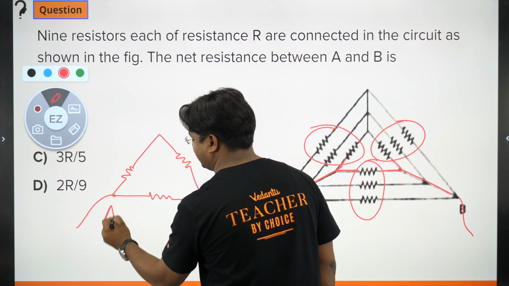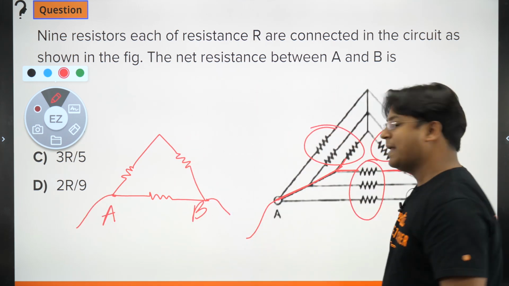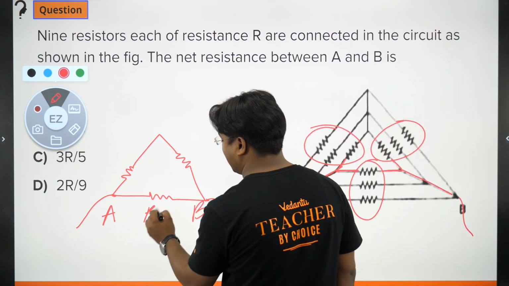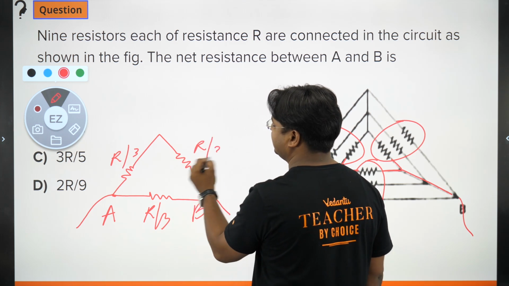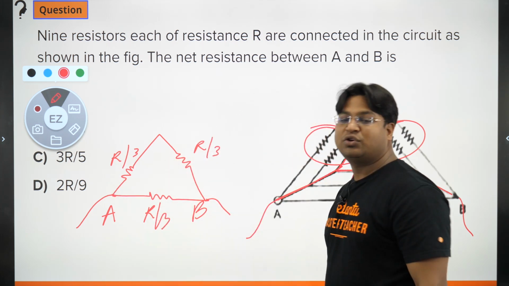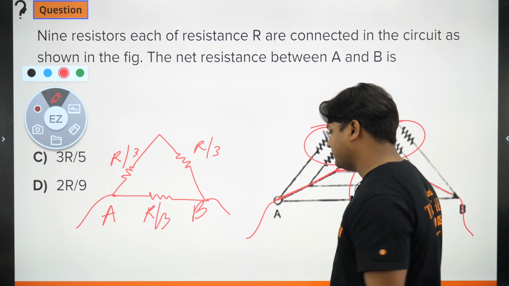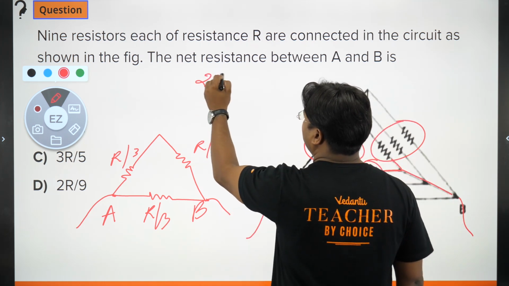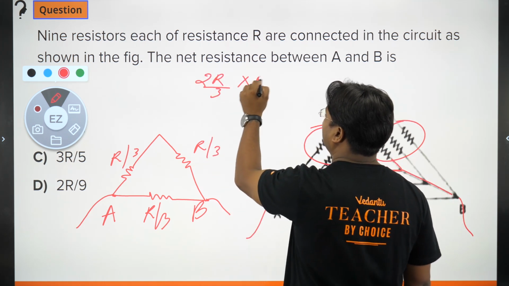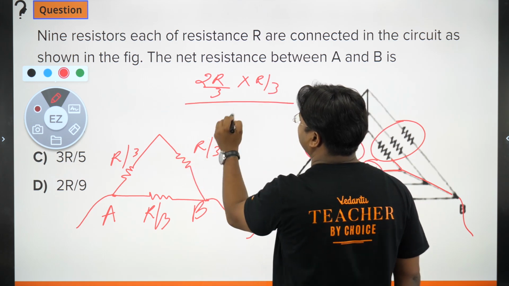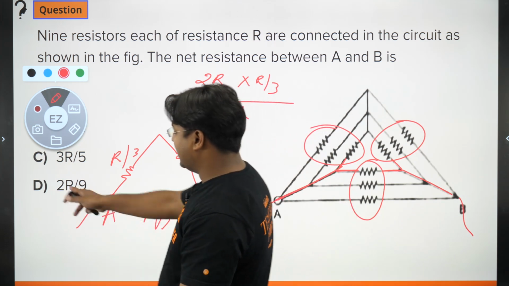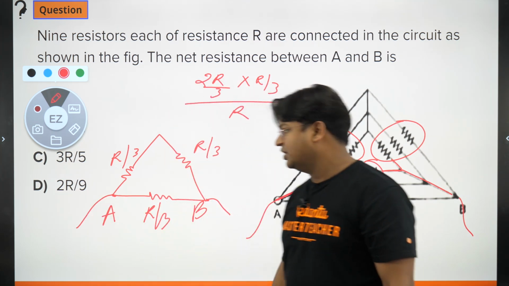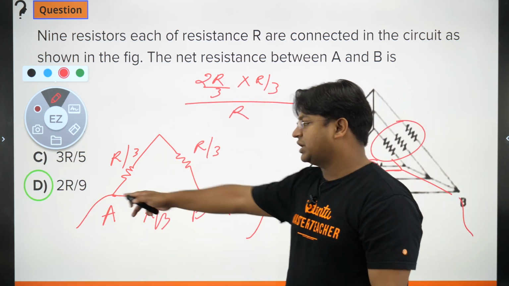All right, this point is A, this point is B, and this resistance will be R by 3. So this becomes 2R by 3, and 2R by 3 and R by 3 are connected parallelly. So 2R by 3 into R by 3 divided by the sum, which is R. So the result is 2R by 9. Yes, option D gives me the answer, 2R by 9. So option D should be the correct one.